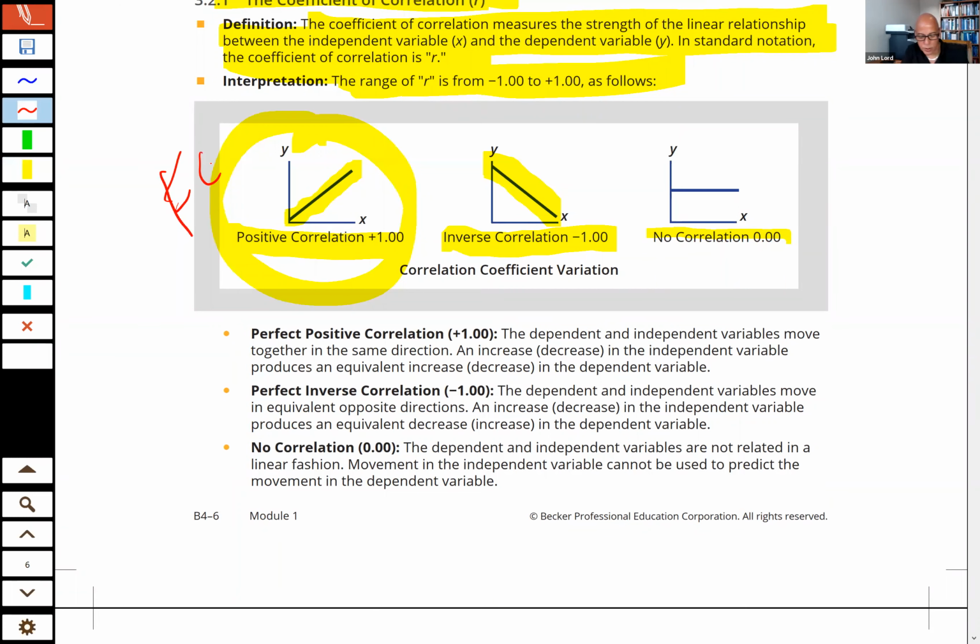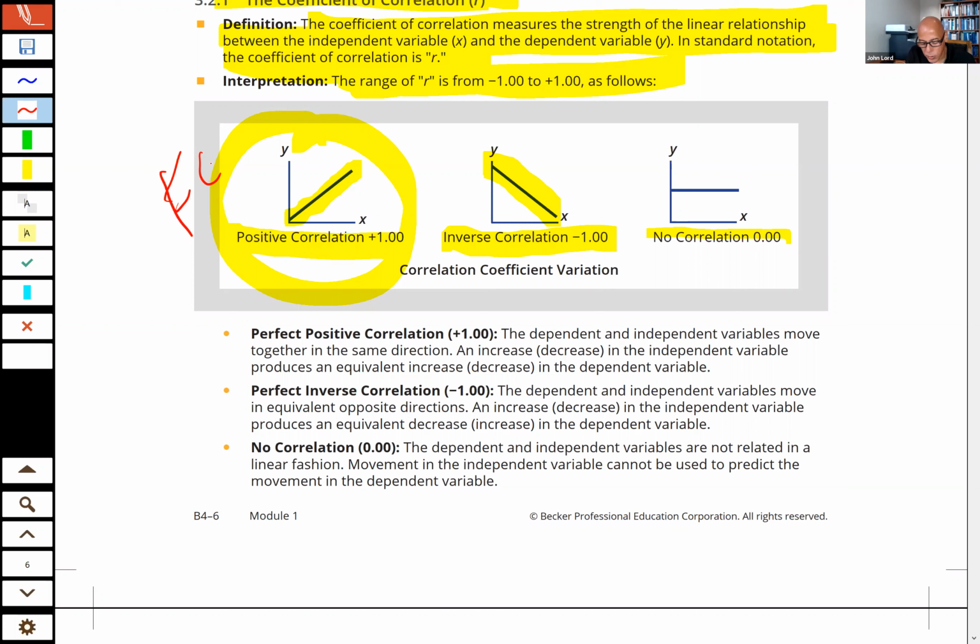Then they start to give us examples, and I think this really says it all. If you have 1, then that's perfect positive correlation, like ice cream sales to temperature. It gets a little hotter, people start wanting ice cream, right? So our sales of ice cream will go up when the temperature increases.